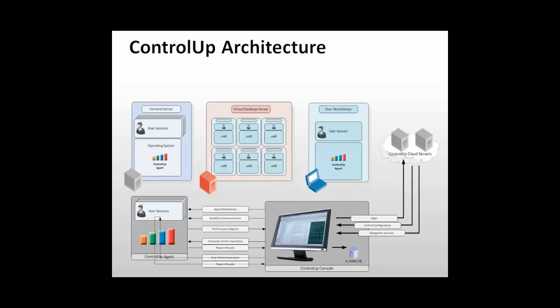As mentioned before, all the performance updates and actions information is stored in RAM on the computer running the console. Now, as you can see on the right side, we have our very own ControlUp cloud servers, which are currently servicing login requests and licensing information. So this is the basic architecture for ControlUp.